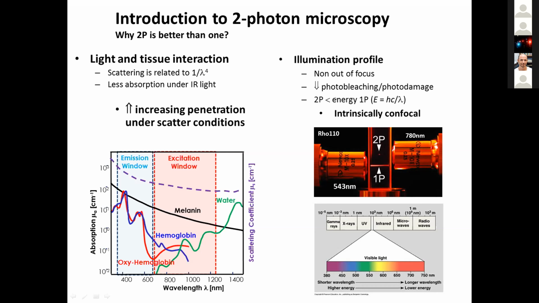The other important thing is the avoidance of out-of-focus excitation. Here is the excitation with a regular wide field, and this is the two-photon, and you may see that there is no excitation above and below the point, which is important not only for the confocality, but also to avoid photobleaching above and below the point where we want to image.